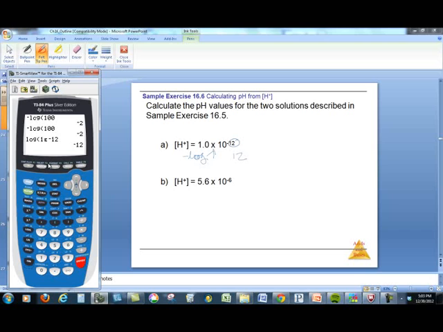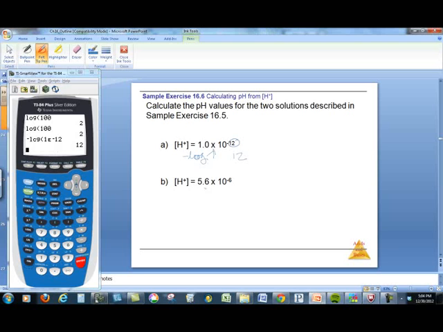I don't have my negative there. Let me see if I just go up and add it. It's easier for me to just redo it. Alright, so if I take the negative of the log of 1 second EE negative 12, I get 12.